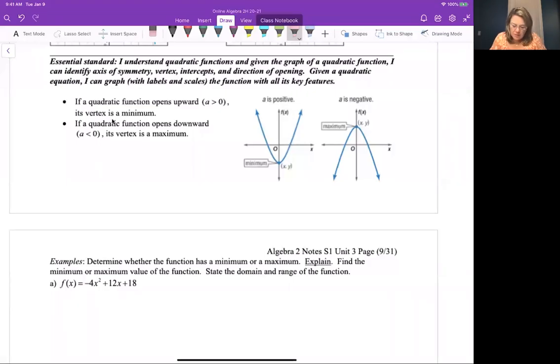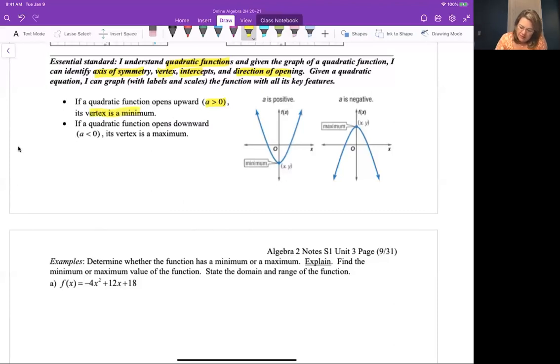All right, students, we're continuing on with section 3.1, essential standards. I can understand quadratic functions, and given the graph of a quadratic function, I can identify axis of symmetry, vertex, and intercepts, direction of opening, up or down. Given a quadratic equation, I can graph it with labels and scales and the functions with all of its key features. Okay. If a quadratic function opens upward, that means the a value is greater than 0.